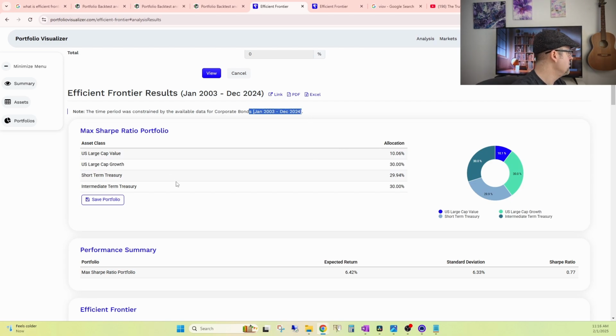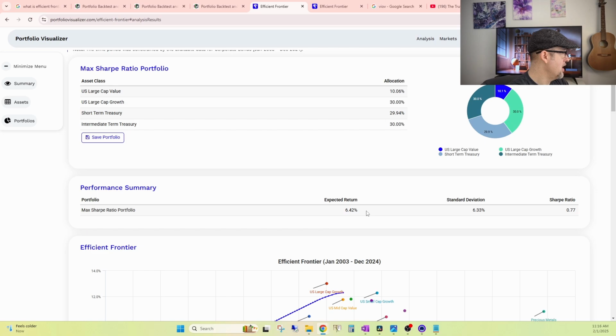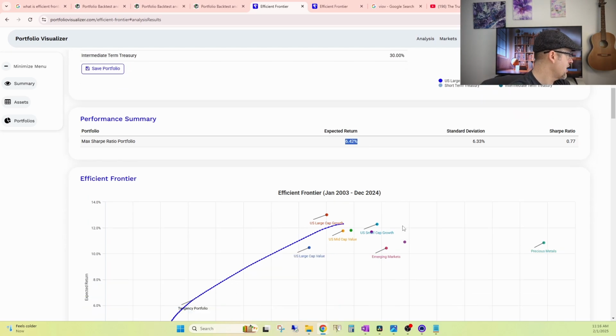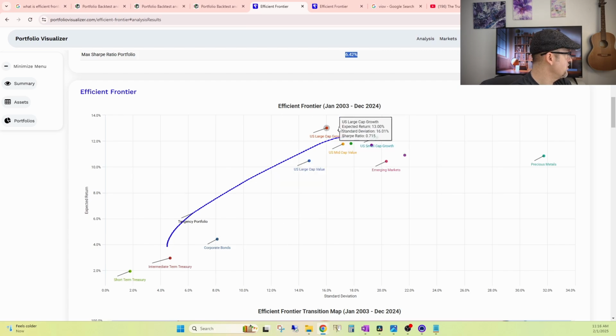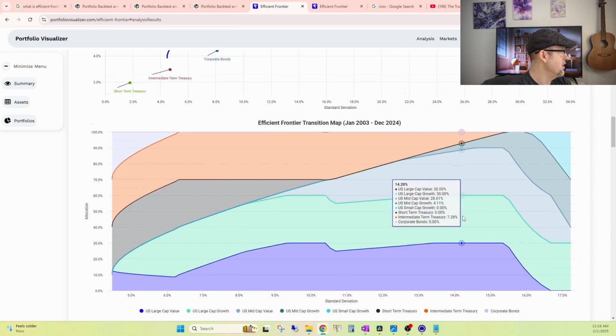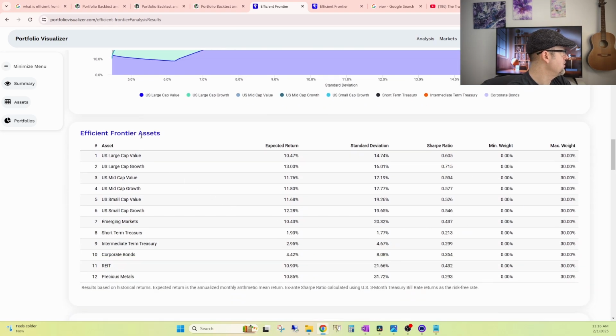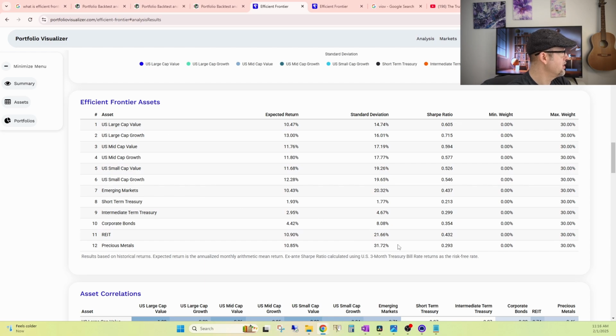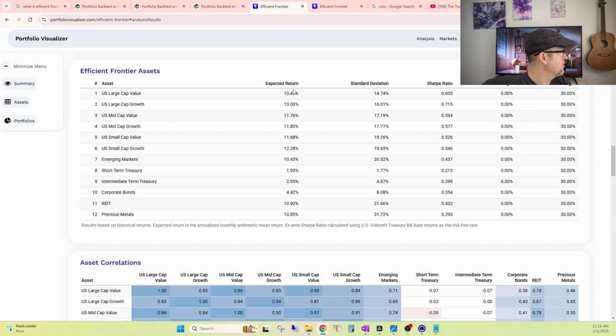Okay. These are the max Sharpe ratio portfolio, and it is showing us that it chose 30% in nearly 3 of these, and then 10% in large cap value. Okay, and it's saying that our expected return is 6.42%. Inside of here, it chose automatically what it thinks is the best choice for us. And so then the efficient frontier assets runs through that. Max weight, okay, so it's return.